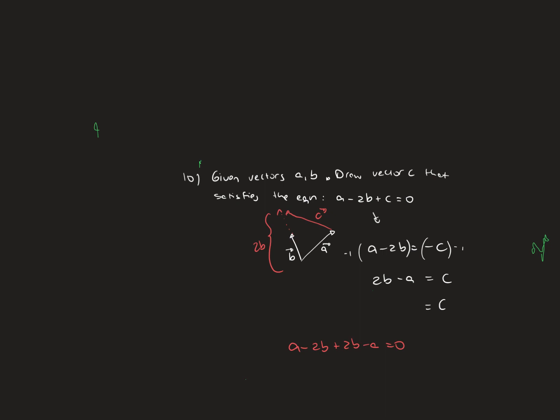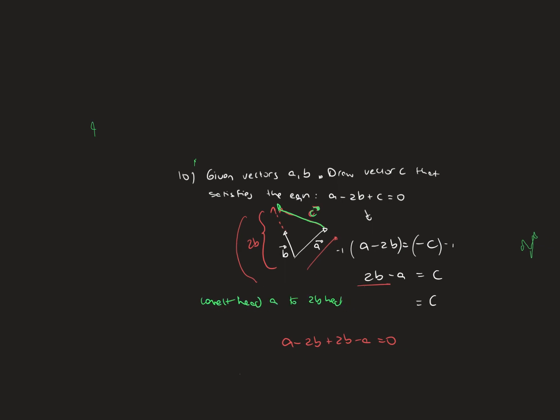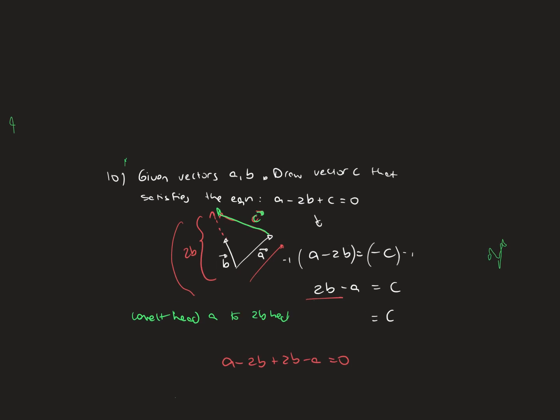Now in this figure or picture, if we go a little bit up, we could say that this whole thing is going to be 2b, this value right here, and minus a this side. So that's how we come up with the vector c this way. So what we just did to find the vector c was connect the head of vector a to the head of vector 2b.